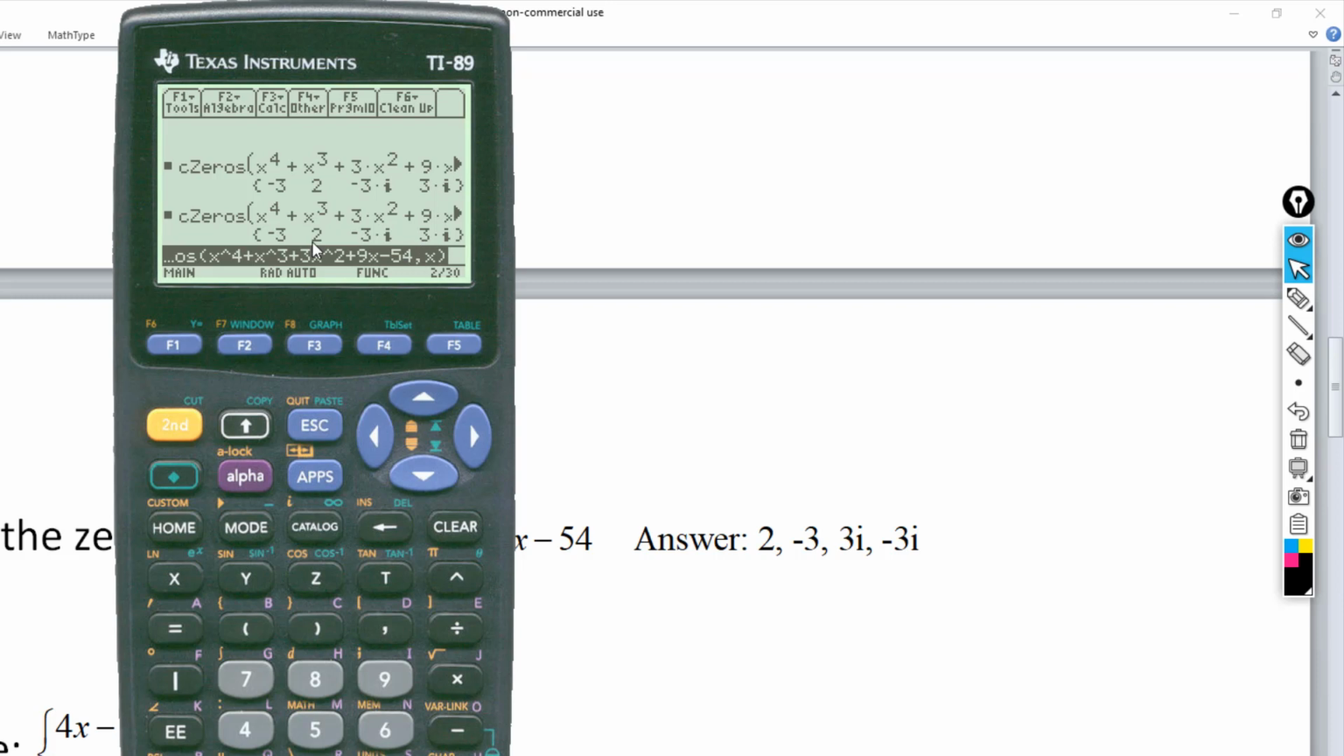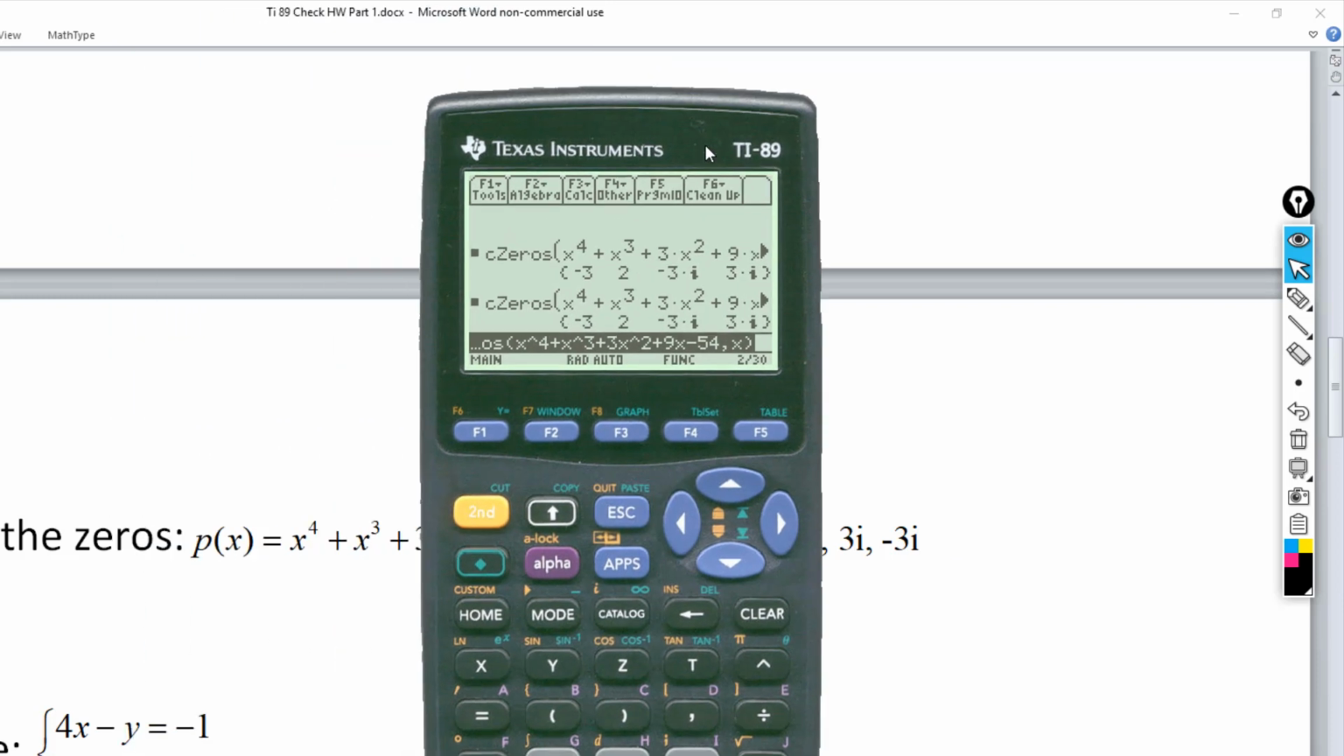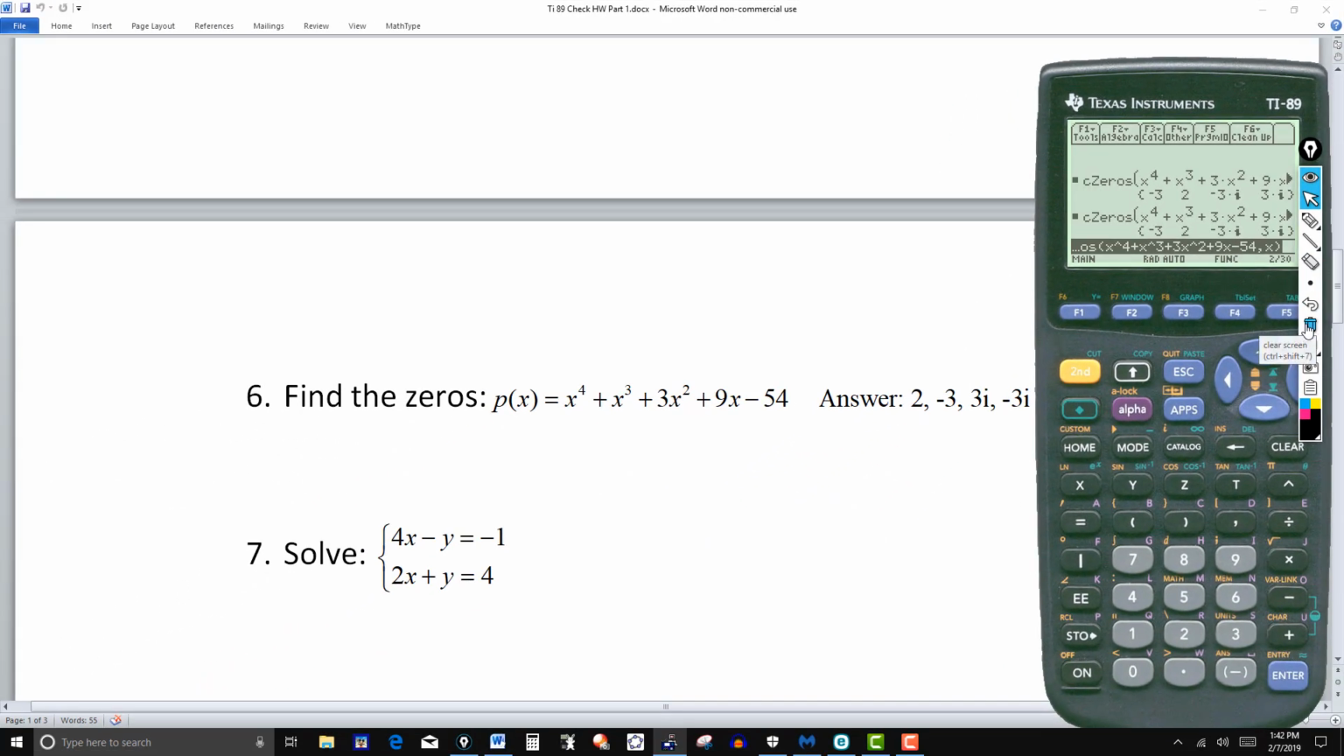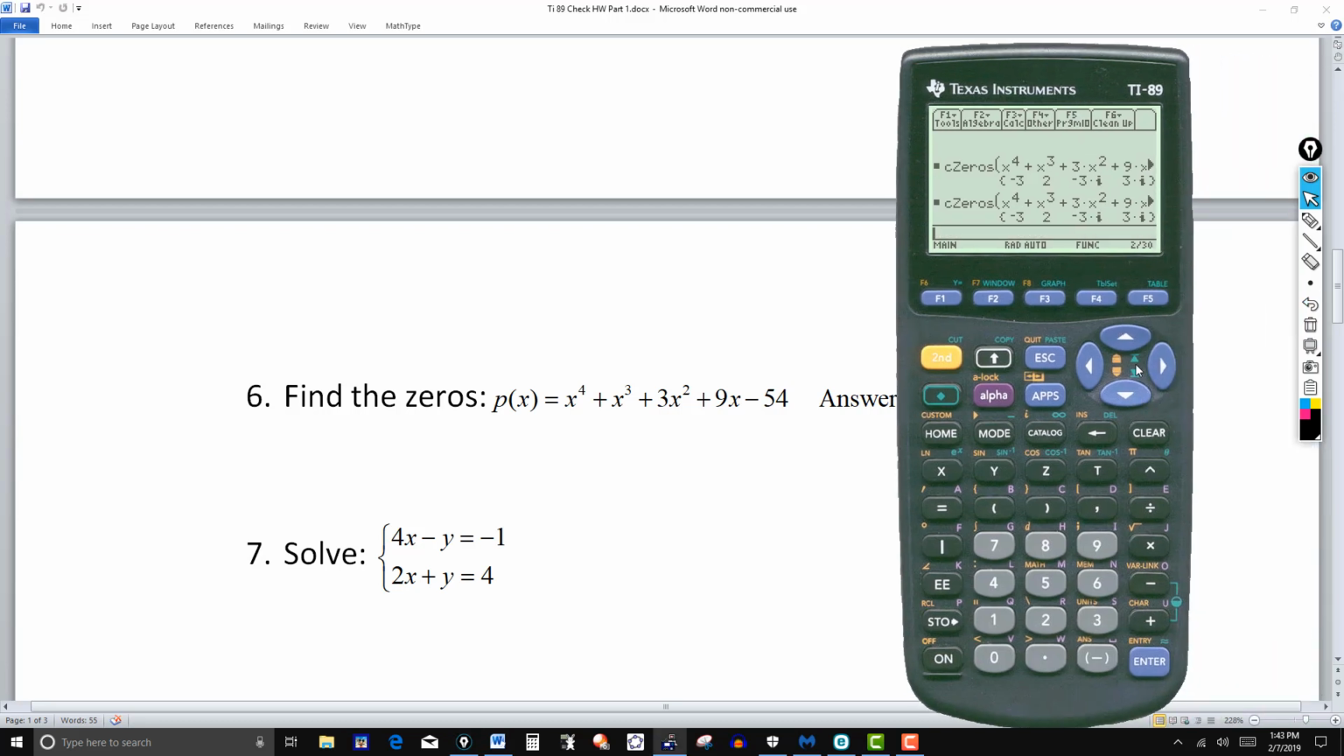Okay. Now you could also get the zeros by using the C solve and entering this as an equation. X to the 4th plus X to the 3rd plus 3x squared plus 9x minus 54 equals 0, comma, and then an X. That will also give you the solutions to that equation, which of course also gives you the zeros. Let's clear enter here. Oops. Wrong one. Let's clear this. Okay, so those are your zeros.